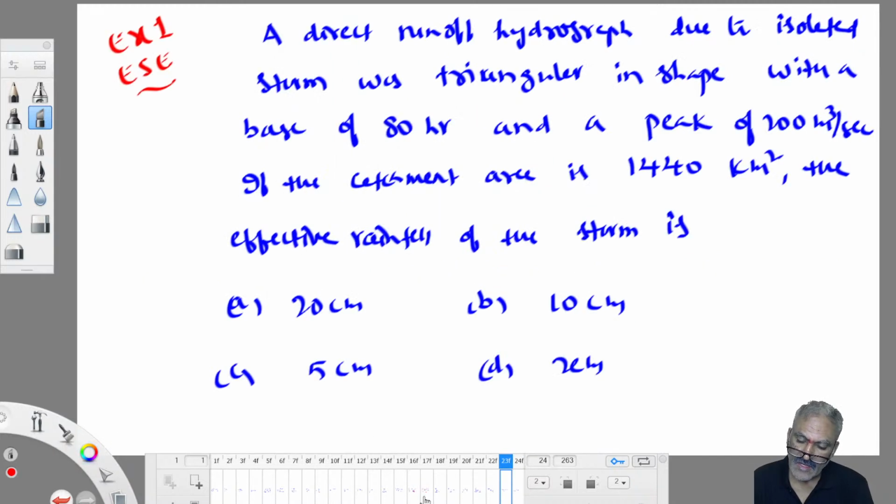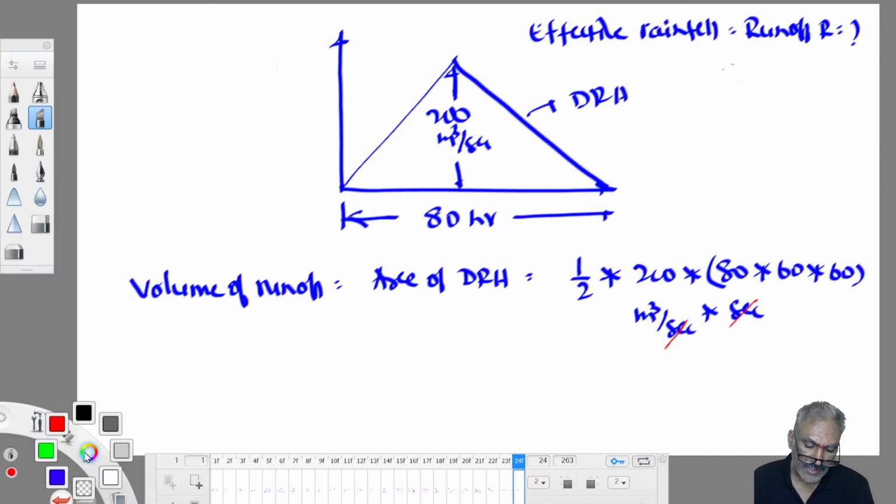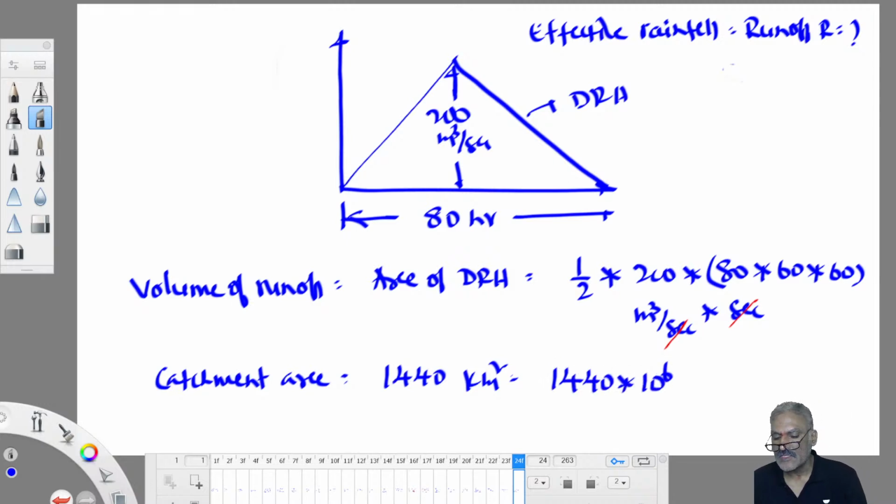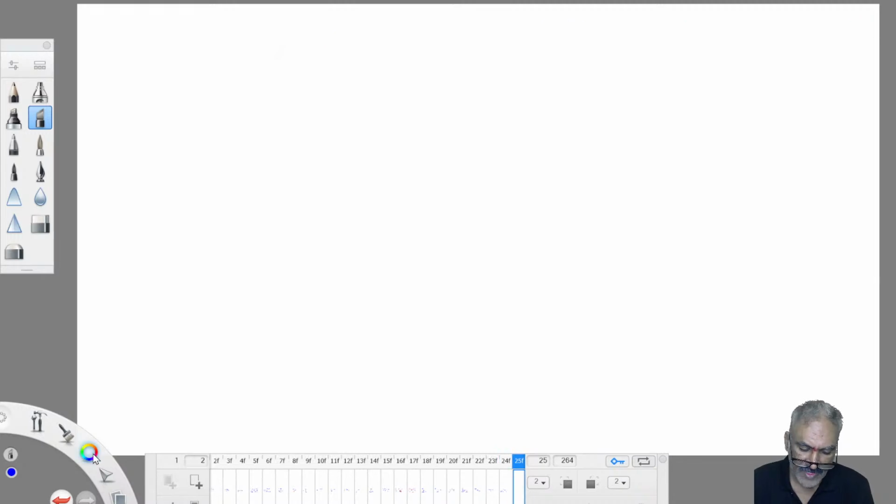Catchment area is given as 1440 kilometers square. That you can convert into meters square. 1440 kilometers square is equal to how many meters square? Into 10 power 6. 1 kilometer is equal to 1000 meters. Kilometer square means kilometer into kilometer, 1000 into 1000, 10 power 6 meters square. So this is in meter cube, this is in meter square. Can't you work out runoff? Runoff by default you express in terms of depth only.